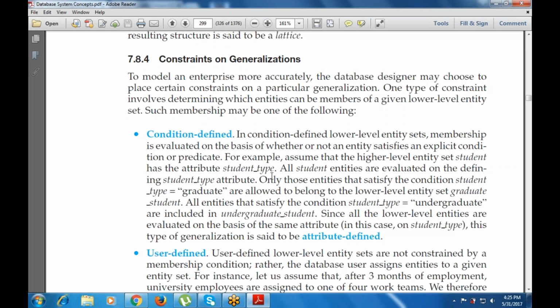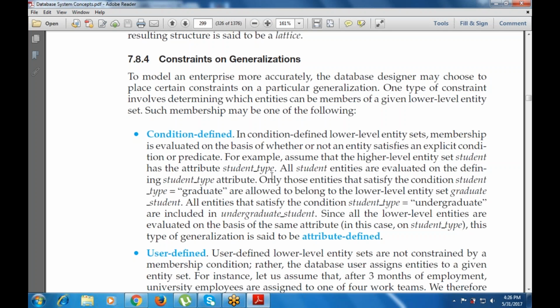For example, assume there is a high level entity set student that has the attribute student type, and all these entities are evaluated on the defining attribute student type. Only those entities that satisfy the condition in which the student type equals graduate are allowed to belong to the lower level entity set graduate student. And the entities whose student type equals undergraduate are included in undergraduate student. Since all the lower level entities are evaluated on the basis of the same attribute, the student type, this type of generalization is said to be attribute defined.